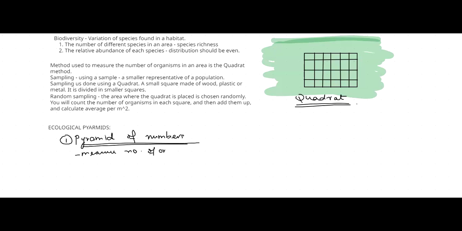So for example, let's take a really easy example. Let's say that we have grass, and that grass is being eaten by grasshoppers.